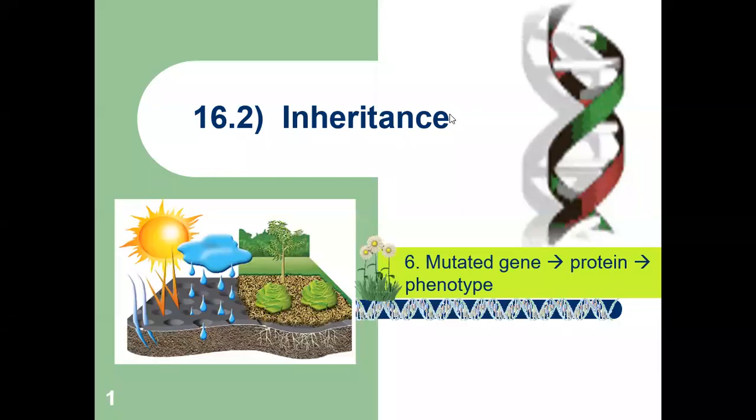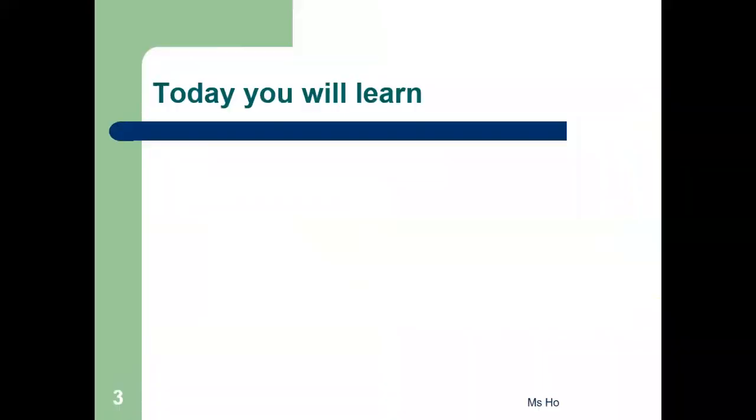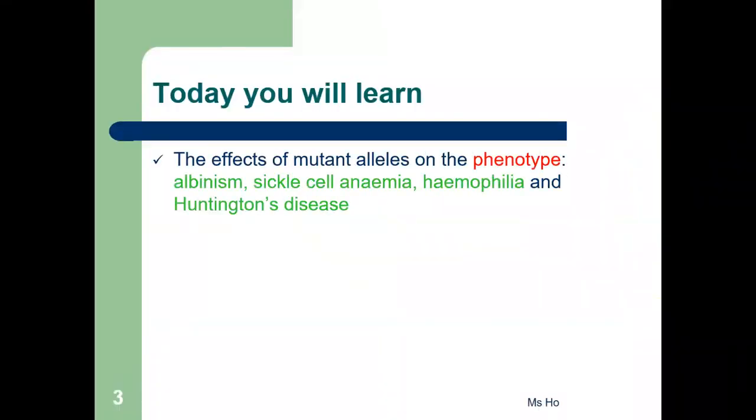So in this lesson, we are going to extend what you have learned from your AS, which is mutation can cause a change in the protein coded by the gene. And when there's a change in the protein, it may also lead to change in the phenotype. So today what you learn is the effects of mutant allele. That means when there's a mutation leading to a new allele, which is called the mutant allele. So the effects of mutant allele on the phenotype.